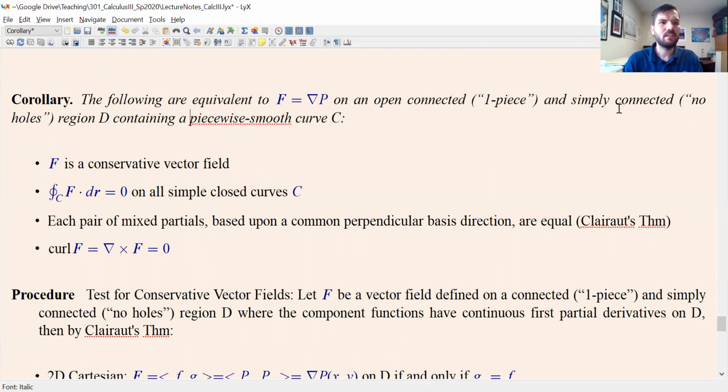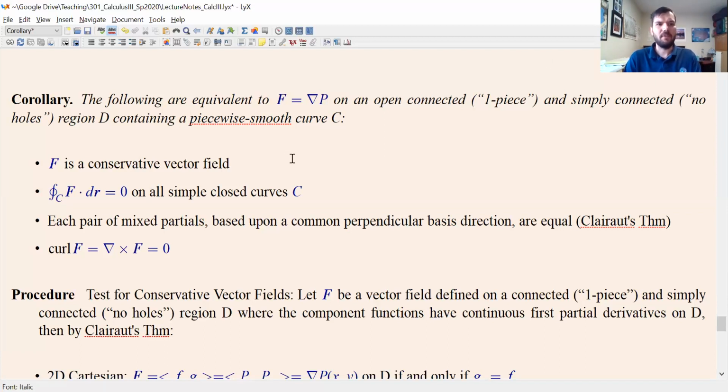Simply connected means that our curve can't run into a hole as it's traveling within our region. And if we wrap around our curve and kind of draw it, move it around, topologically speaking, move it around the space, we never snag a hole in a sense.